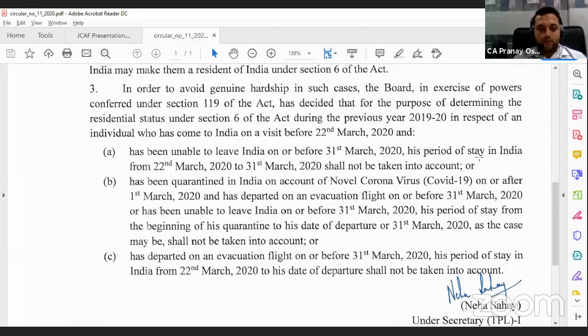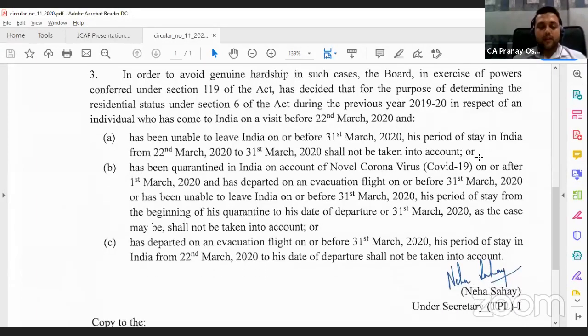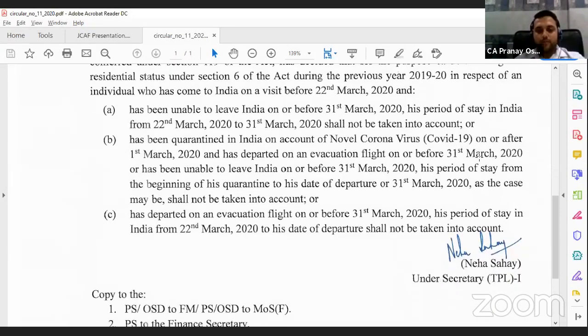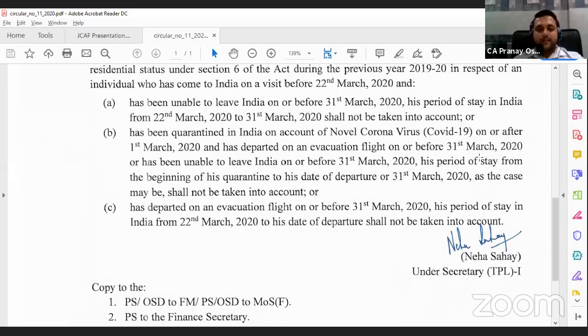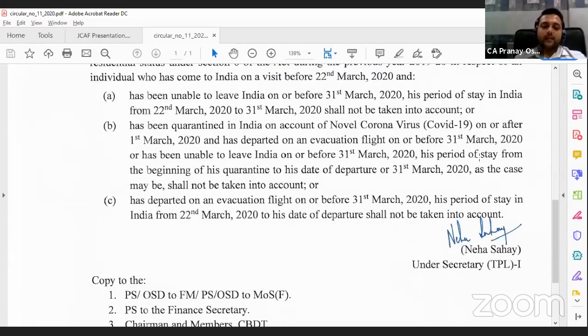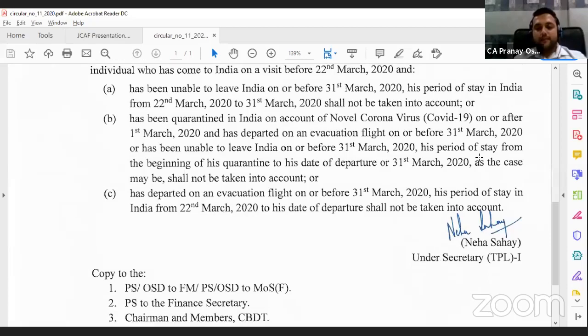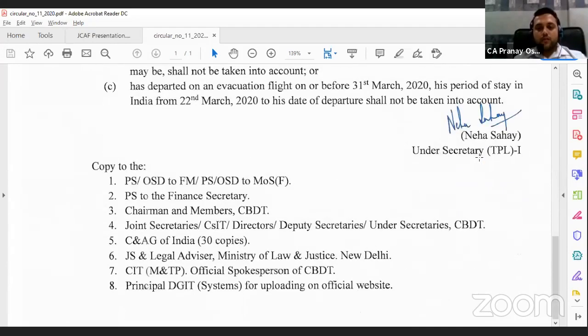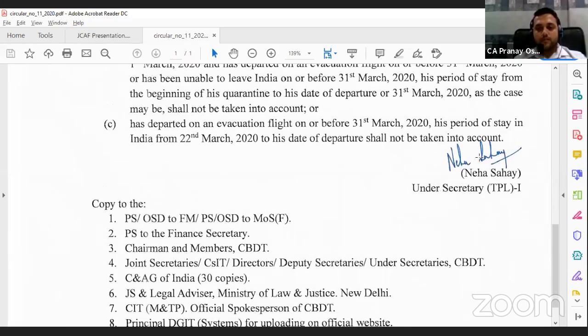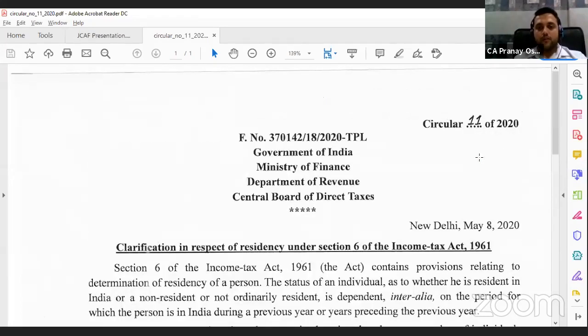And lastly, for those persons who have departed on an evacuation flight on or before 31st March 2020, his period of stay in India from 22nd March 2020 to the date of his departure shall not be taken into account. So basically, this was Circular Number 11, which was clarified by the government because of this novel coronavirus outbreak. Coming to the main presentation again.